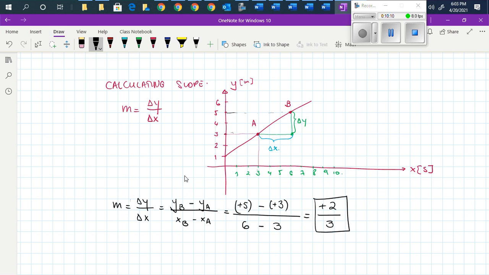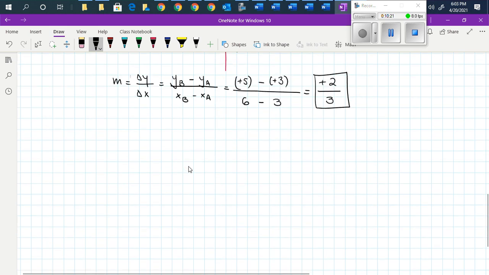Now we knew that the slope was positive because the line is going up. But the slope, depending on the graph, can be positive or negative.